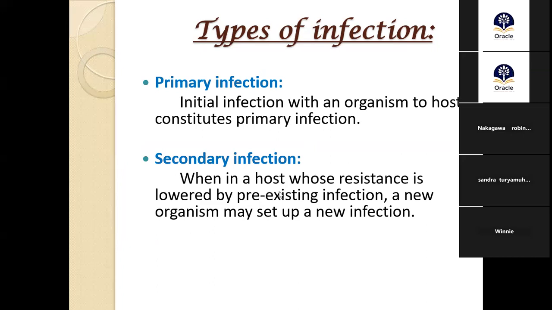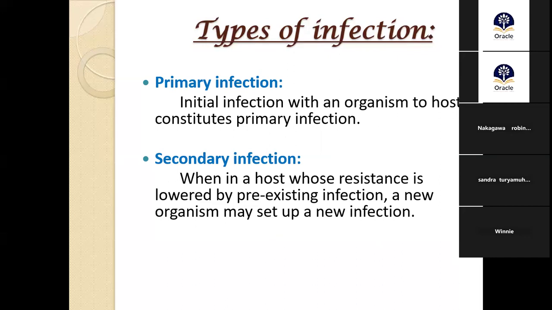Now, a secondary infection is when a host whose resistance is lower, an infection is going to lower your immune system, and then you become susceptible to other infections. So a new organism may set up a new infection. That is secondary infection.